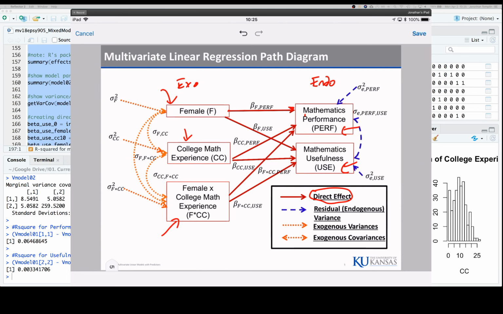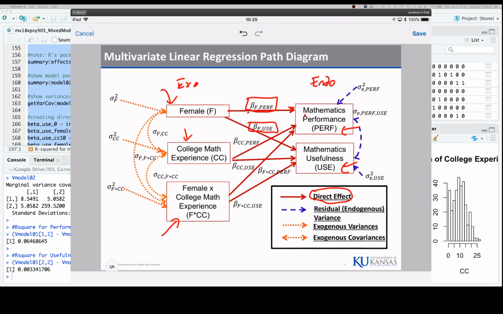So when you look at this line right here, the direct effect represents, this first beta f comma perf, this is the regression weight of female predicting performance. And similarly, this is the regression weight of female predicting usefulness. So each of the regression weights are shown with those direct arrows.